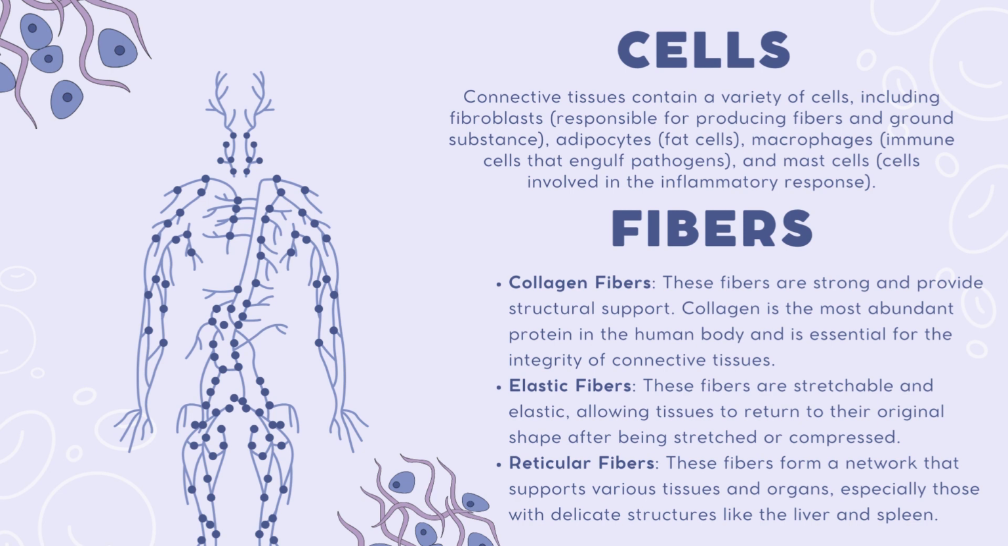Cells. The connective tissue contains a variety of cells, including fibroblasts, which are responsible for producing fibers and ground substance, and adipocytes, which are fat cells. We're going to talk about those a lot, especially when we hit the digestive system. So, you all definitely want to make sure you notate the adipocytes, the macrophages as well.